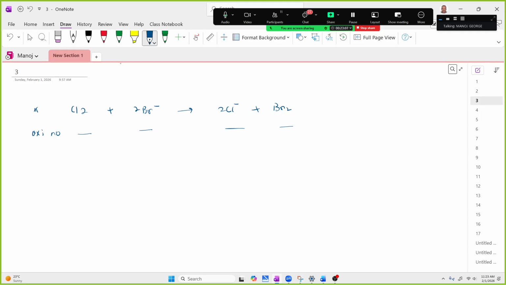The oxidation number of chlorine will be 0 because it's an element. An element can be in the form of an atom or in the form of a molecule, correct? And this is an ion. Now remember, when we write the oxidation number, we only look at the charge of the ion.